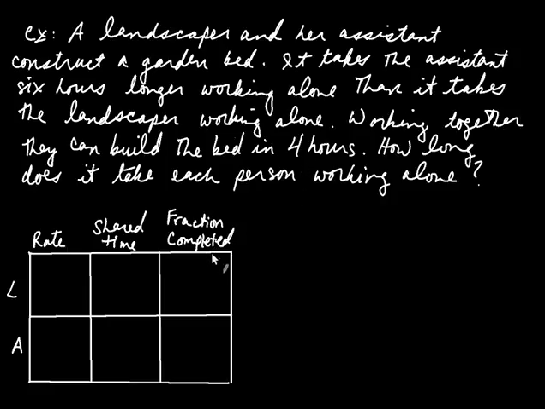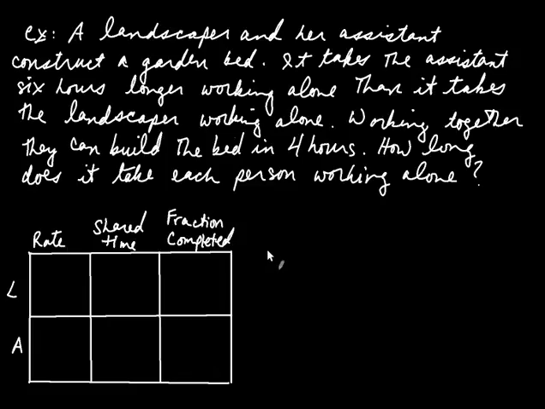And when you have a shared work problem, you set up this little table. So in this table we have 2 rows. We have one for the landscaper and then one for her assistant. And we also have 3 columns. One for the rate, one for the shared time, and one column for the fraction completed. And I like to start filling in these tables by thinking about what we know.